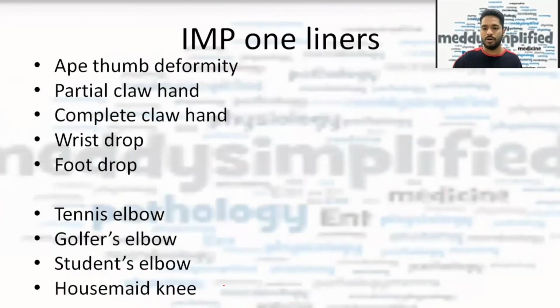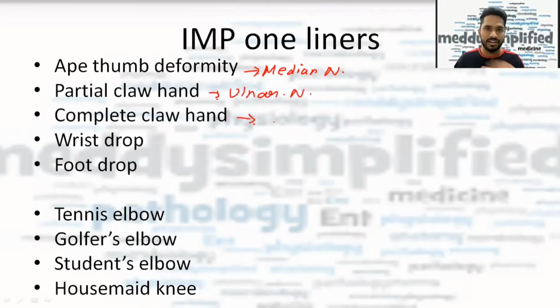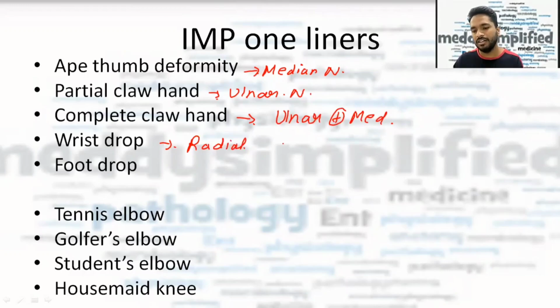Now going to the important one-liners. So first is ape thumb deformity. We all know it is due to median nerve, right? Median nerve paralysis or median nerve damage. Partial claw hand, ulnar nerve. You can repeat it with me, right? So complete claw hand, it is ulnar plus median nerve. Wrist drop is due to radial nerve. Radial nerve damage occurs at fracture of where? Fracture shaft of humerus. We learned it just now, right?